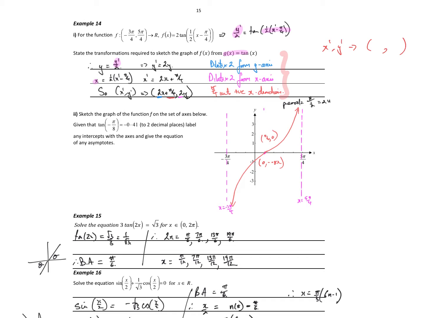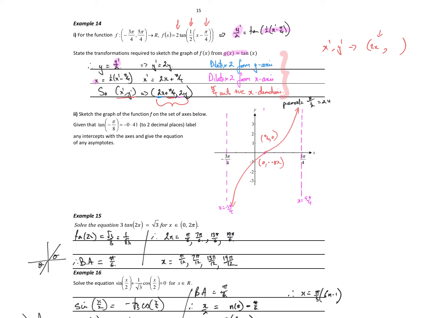divide by 2 from the y-axis means multiply the x value by 2. So I want to work out what x dash and y dash are equal to. From in here, I can see that x dash, y dash is 2x plus pi on 4 comma 2y. And from that point, I think it's really easy to tell the transformations. You could quite possibly, and there's nothing wrong with it, identify it from there.